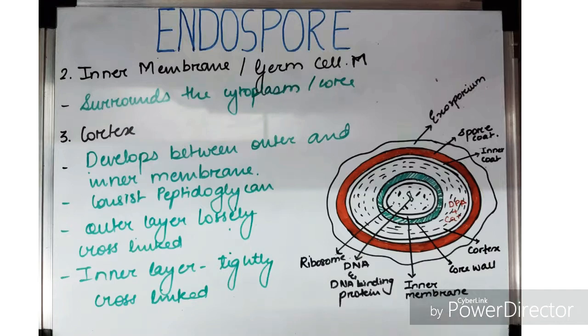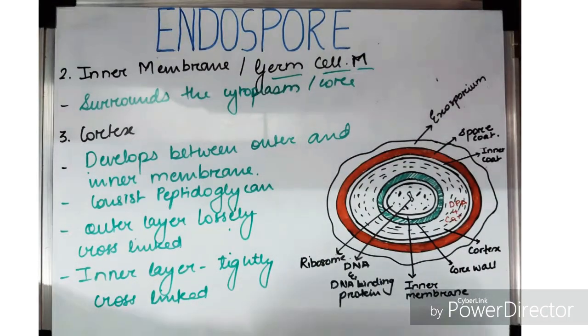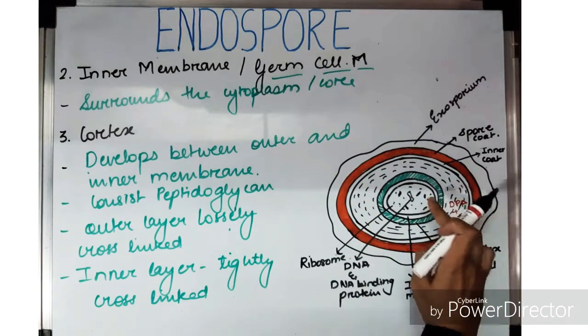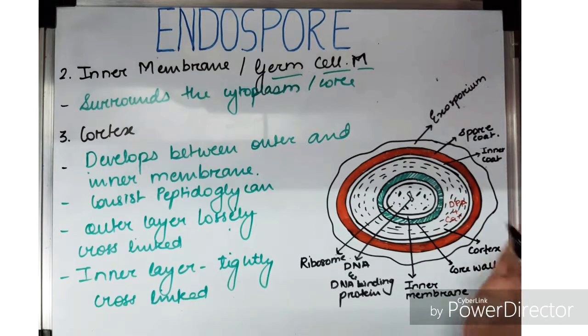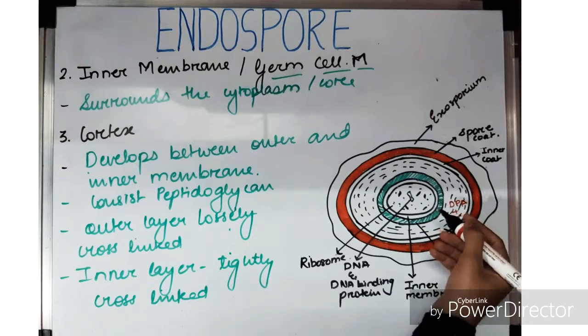So the second layer the endospore consists of is the inner membrane. It is also known as the germ cell membrane. So it basically just surrounds the cytoplasm, means in which the DNA and the other binding protein and the ribosomes are. So it just surrounds the core of the endospore.